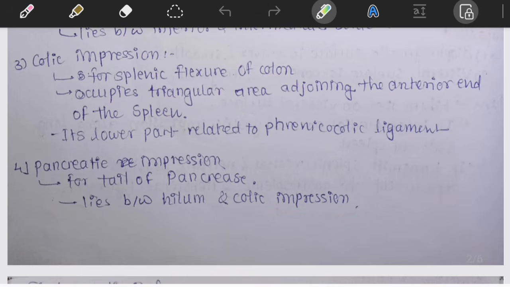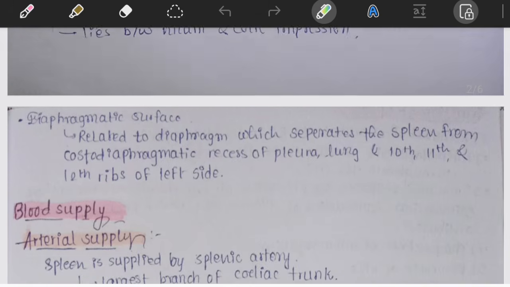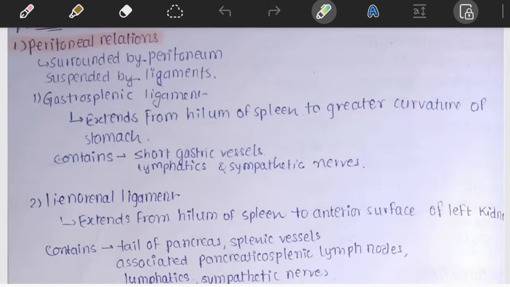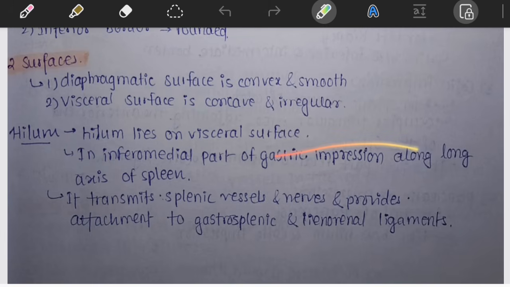Next we will see about the hilum. Hilum is present. Here is hilum. It is present on the visceral surface. Think of it as a doorway of the spleen. Through this doorway, structures enter and leave the organ.